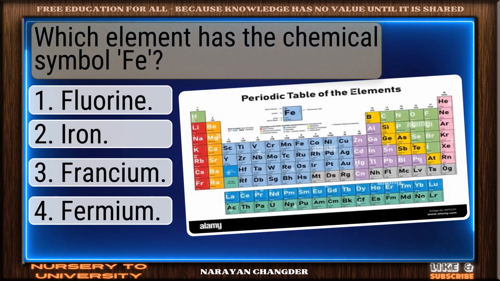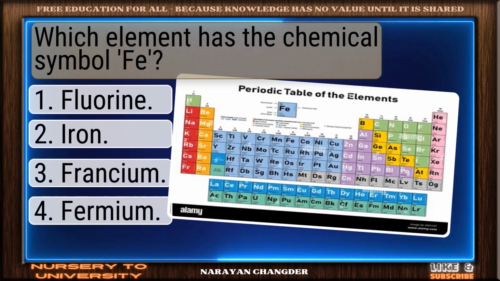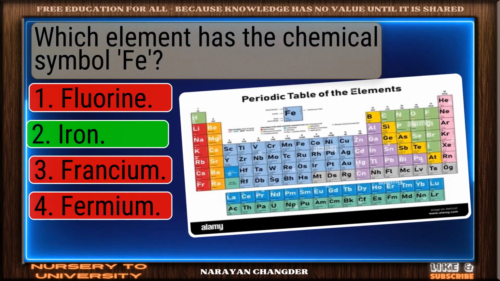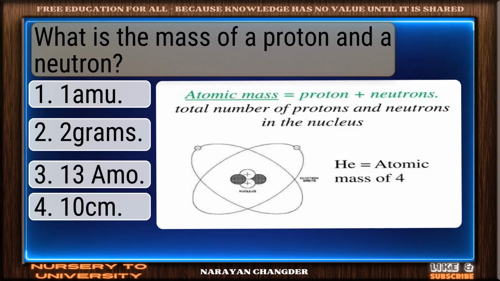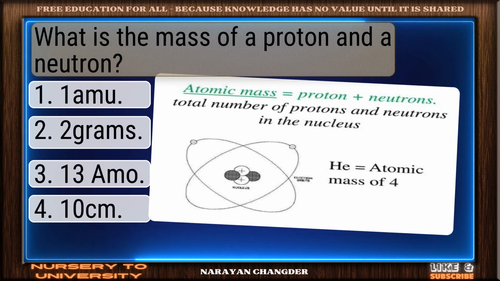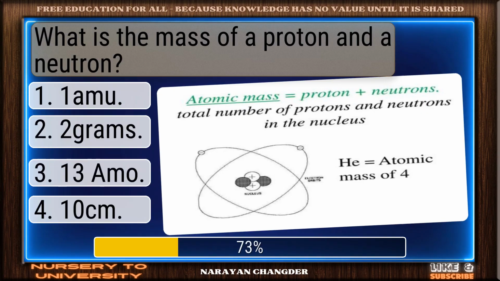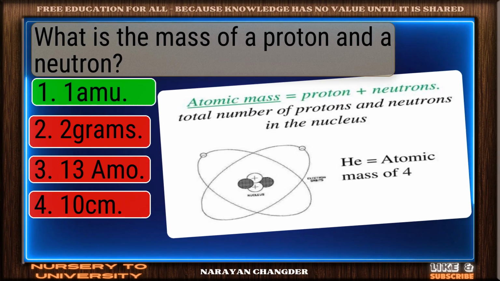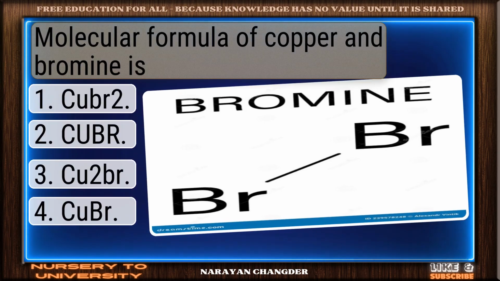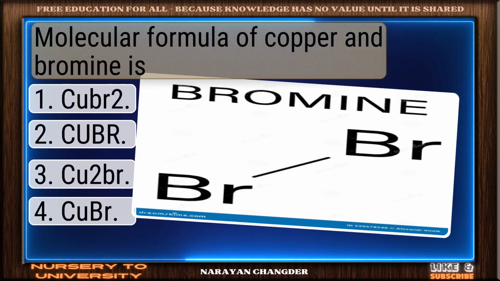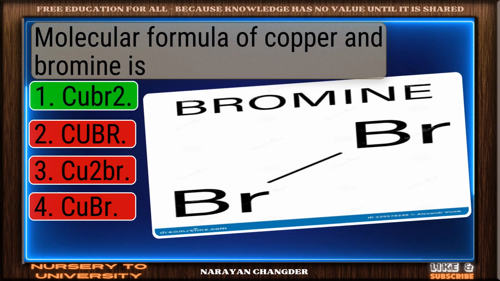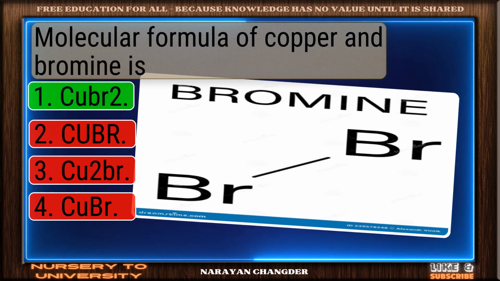Question number 173. Which element has the chemical symbol? Right again. Iron is a valid answer. Question number 174. What is the mass of a proton and a neutron? Correct response. 1 amu is the most accurate answer. Question number 175. Molecular formula of copper and bromine is. Nice work. You chose CuBr2 and it is correct.